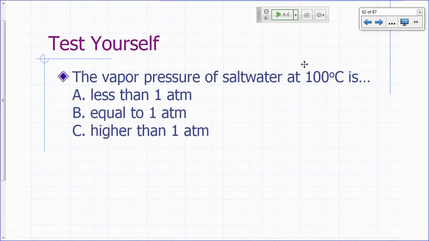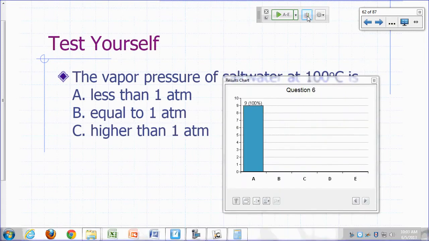So what's the answer? See how we did? That's very good. Vapor pressure lowering. At 100 degrees, if it was pure, the vapor pressure would be 1 atmosphere. So if it's contaminated, it's not pure water anymore, the vapor pressure will be lower.